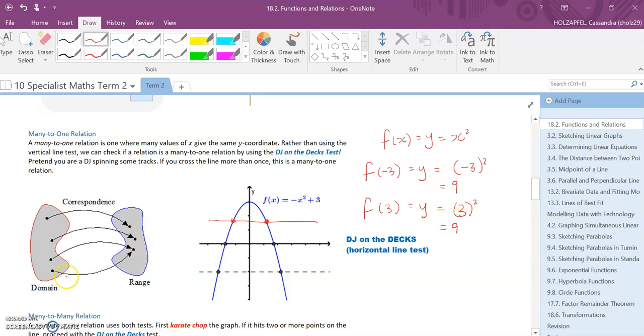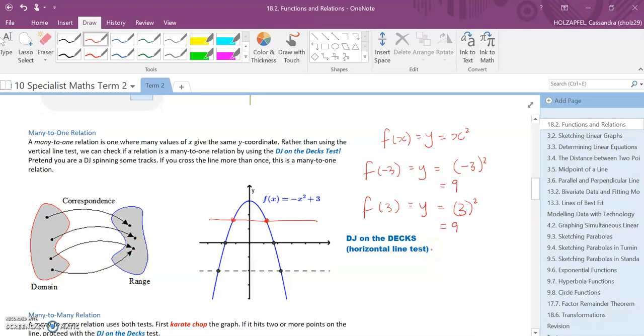And we can see this here in this mapping diagram as well. So you have many points that lead to the same y value. This is called a many-to-one relation.